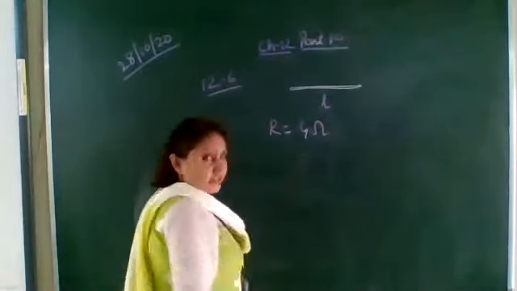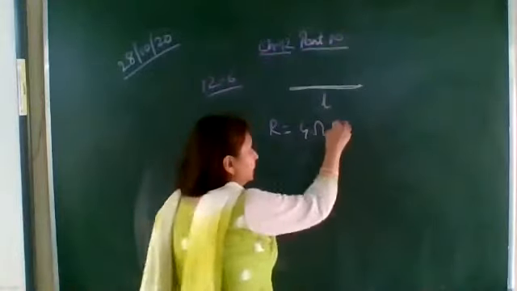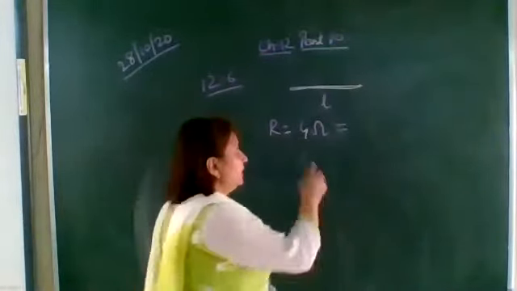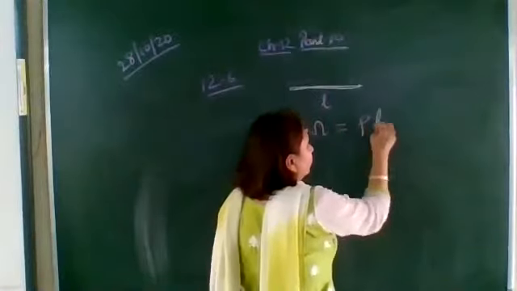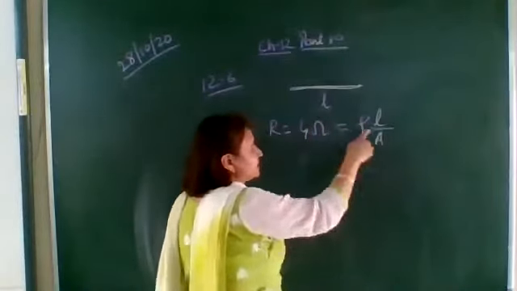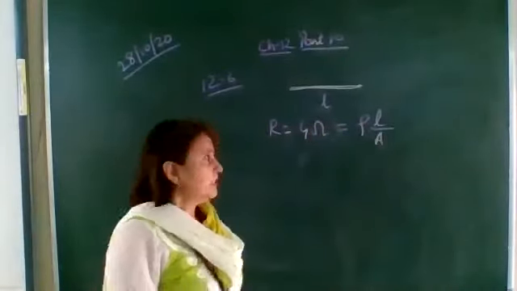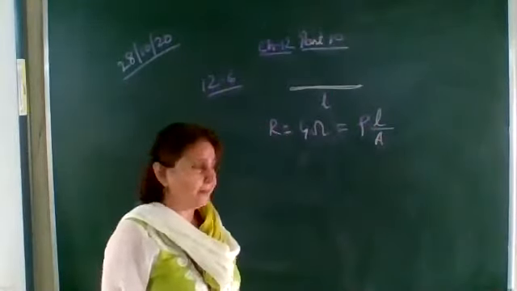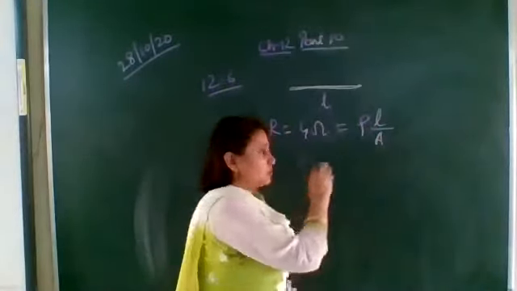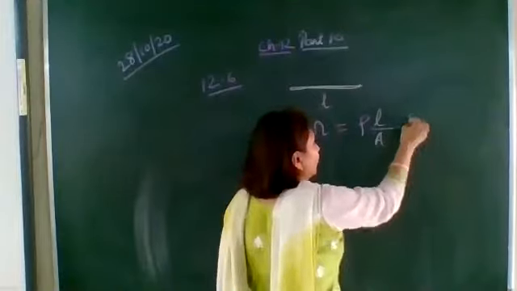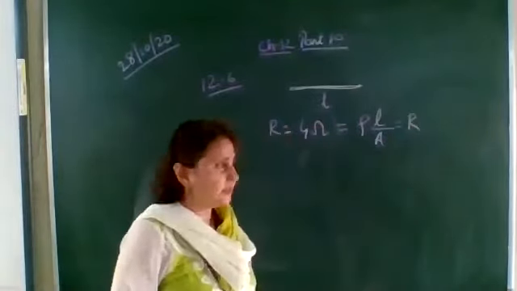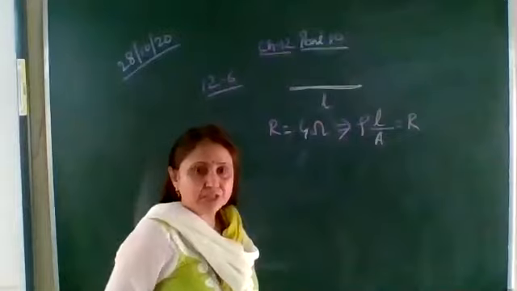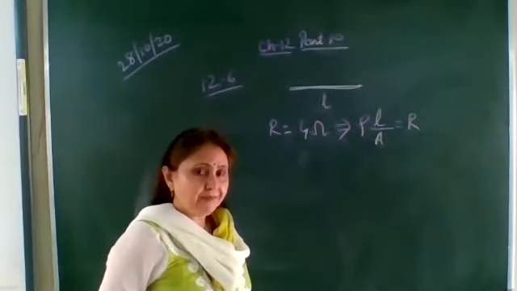So R is equal to 4 ohm when the length is L and the cross-sectional area is A. So 4 is equal to rho L upon A. We know that resistance is equal to rho L upon A. So when the length is L and the cross-sectional area is A, the resistance is R, which is 4 ohm. Let's write this equation.